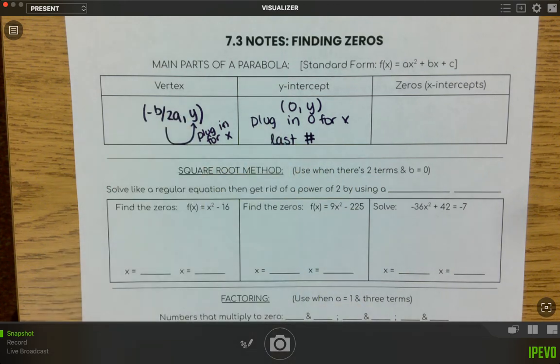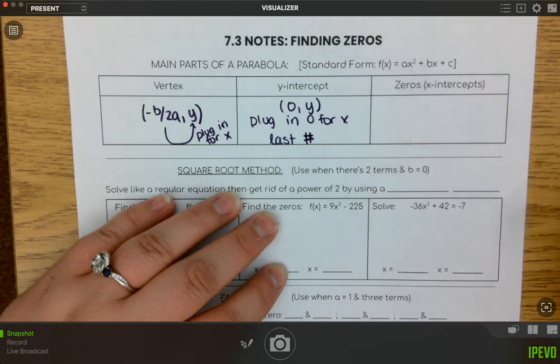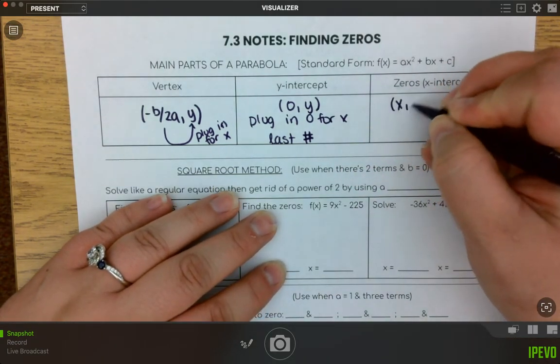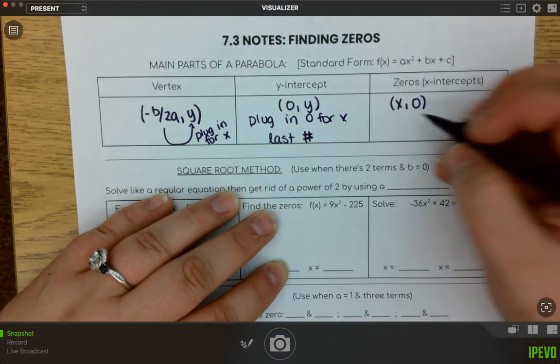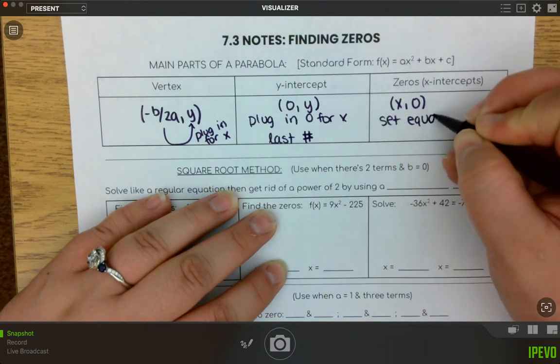We're not doing these two parts today. I'm just saying, hey, those are still two out of the three main parts of a parabola. The third part is this one, and instead of being 0, y, it's always going to be x, 0. So basically, you're going to set the equation equal to 0 and solve.